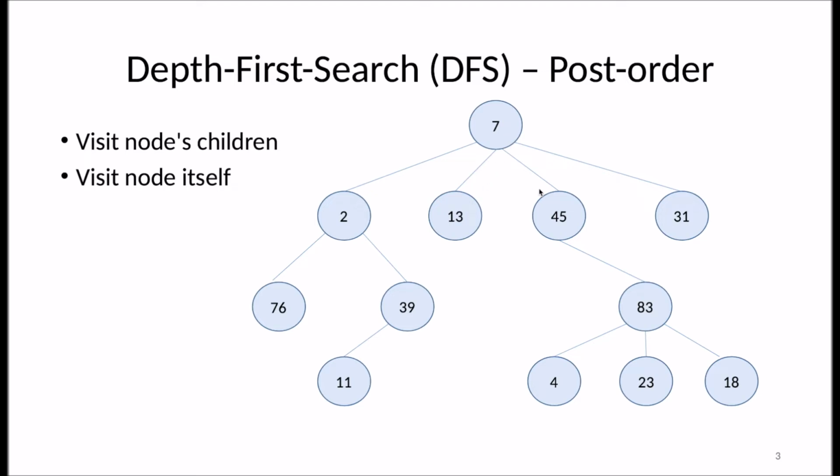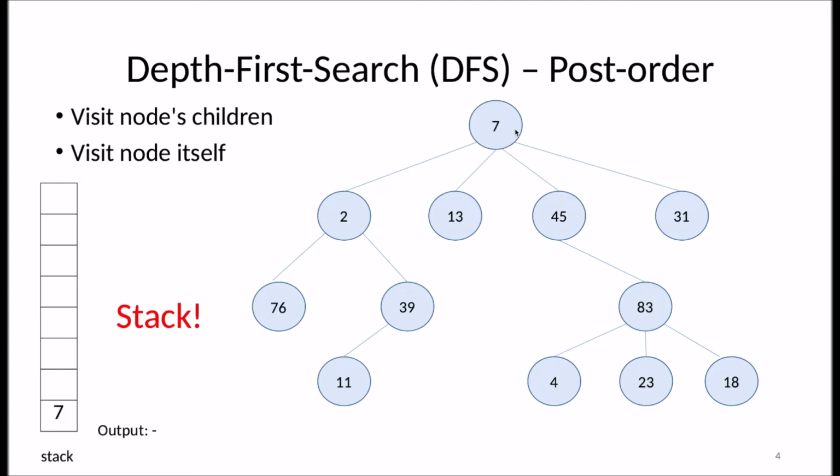We back up. We go down all the way to 4. Back up. Go to 23. Back up. Go to 18. Back up: 38, 45, and then 31. And then we back up and output 7.